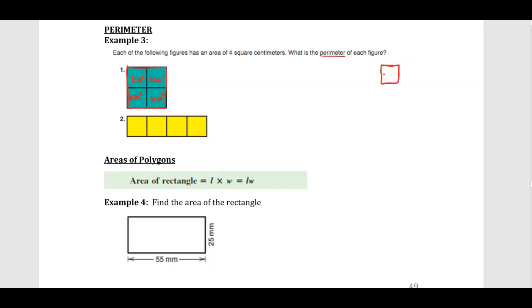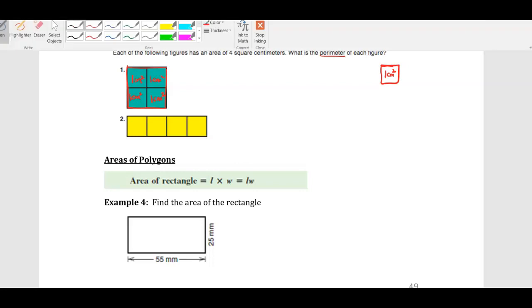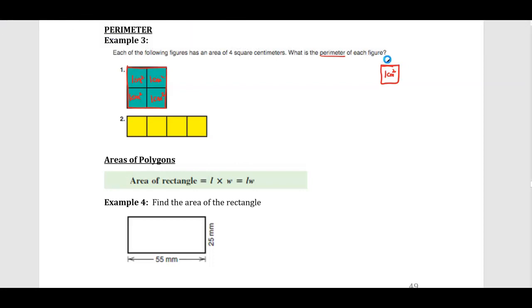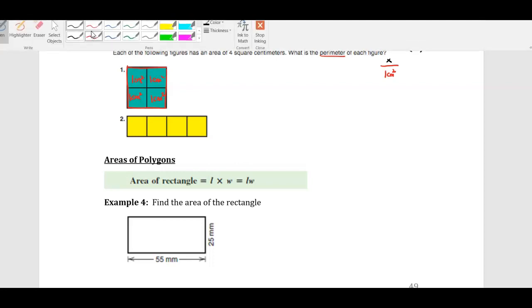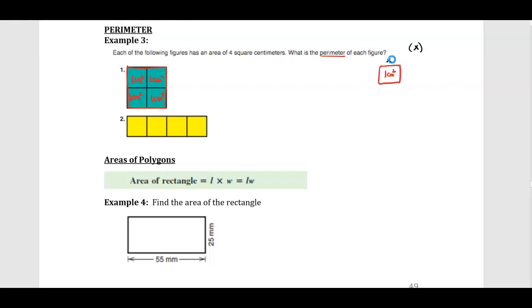If one of these squares is 1 square centimeter, then in order to get 1 square centimeter, the sides of the figure, whatever this side is and whatever this side is, when we multiply them together, we must get 1. Actually, we don't necessarily know that they are the same number. Technically, we could say this is x and y. So x times y equals 1 square centimeter. The only option for that is 1. So 1 times 1 gives us 1.